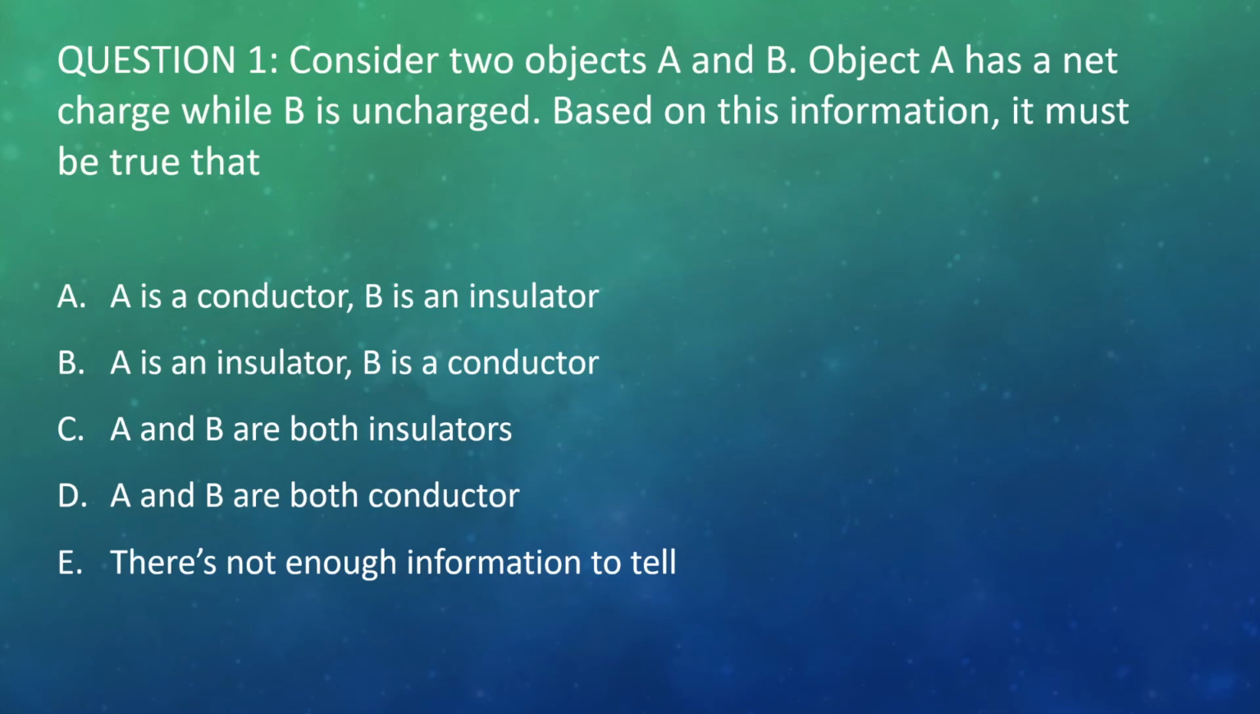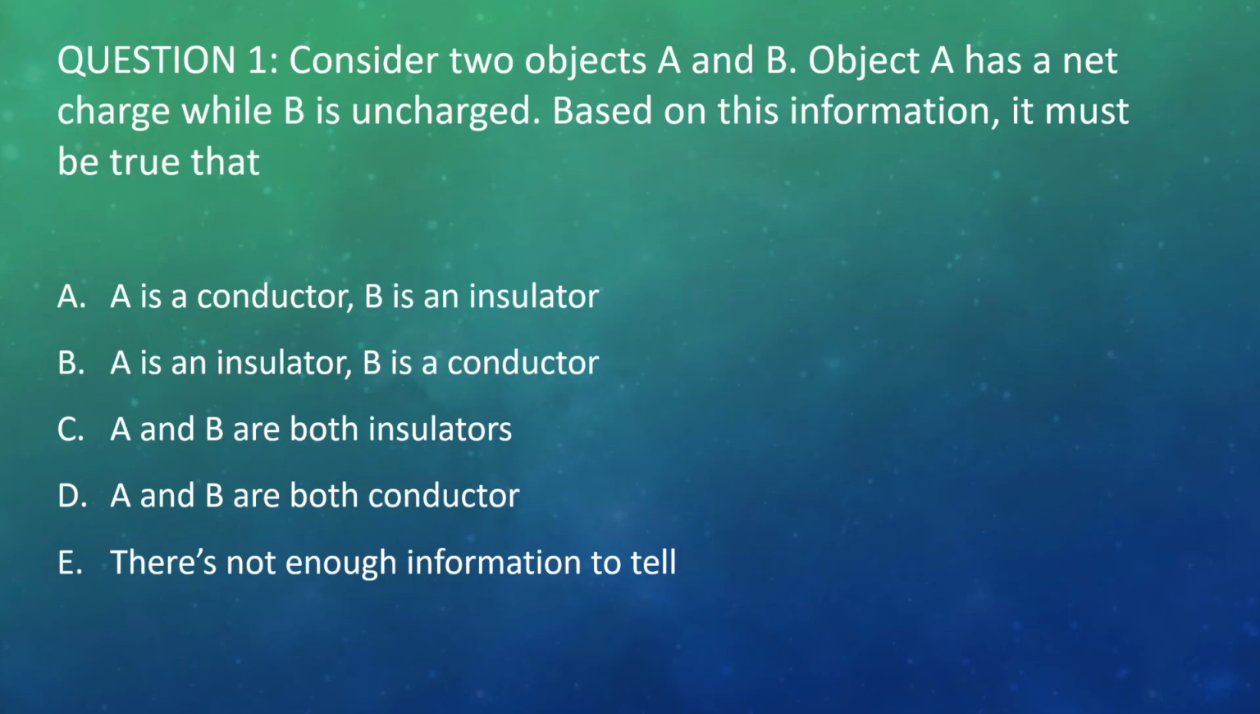So question number 1. Consider two objects, A and B. Object A has a net charge. Object B is uncharged. Based on this information, which of the following is true? Take a moment to think about it, and let's answer it.